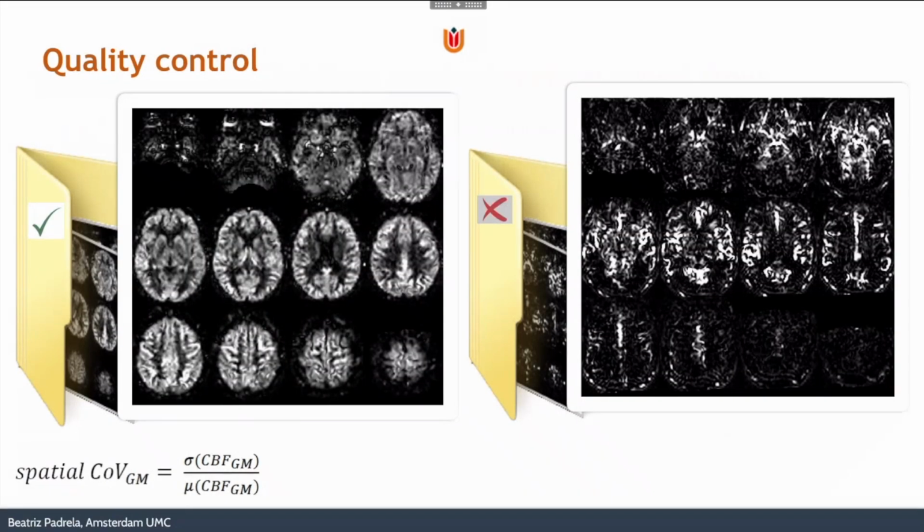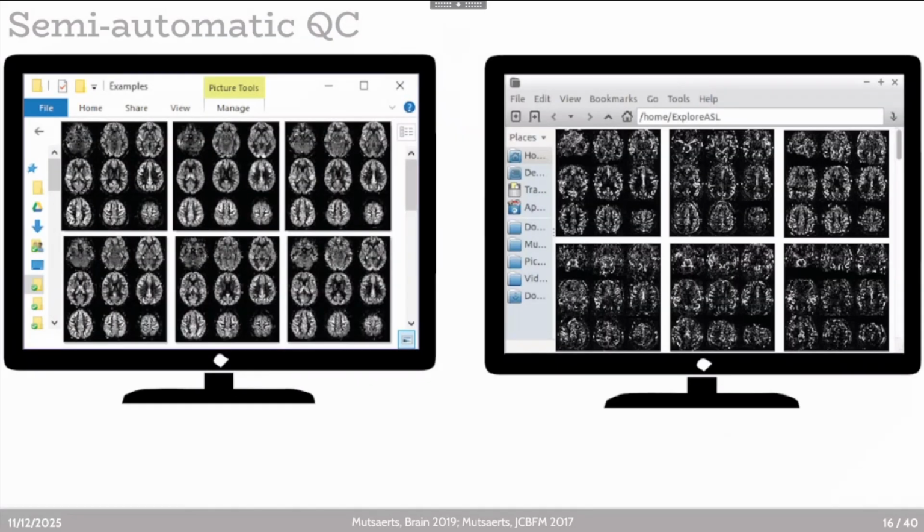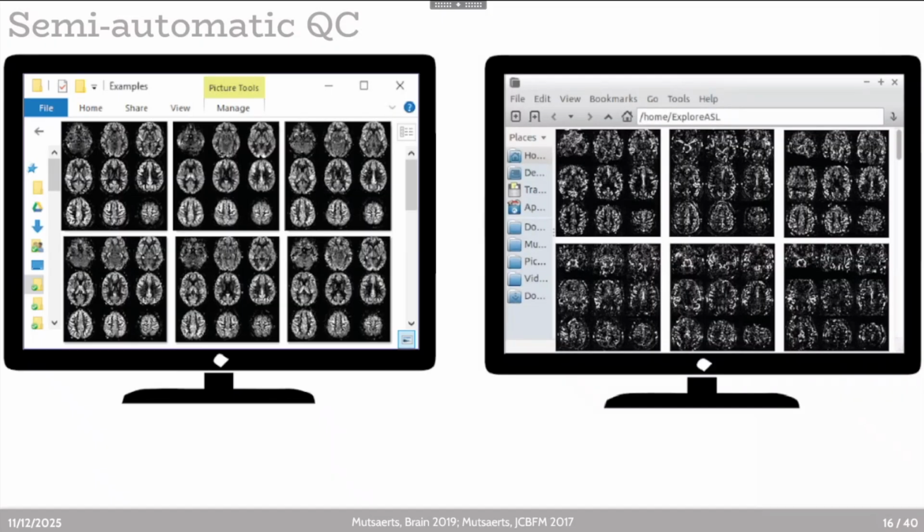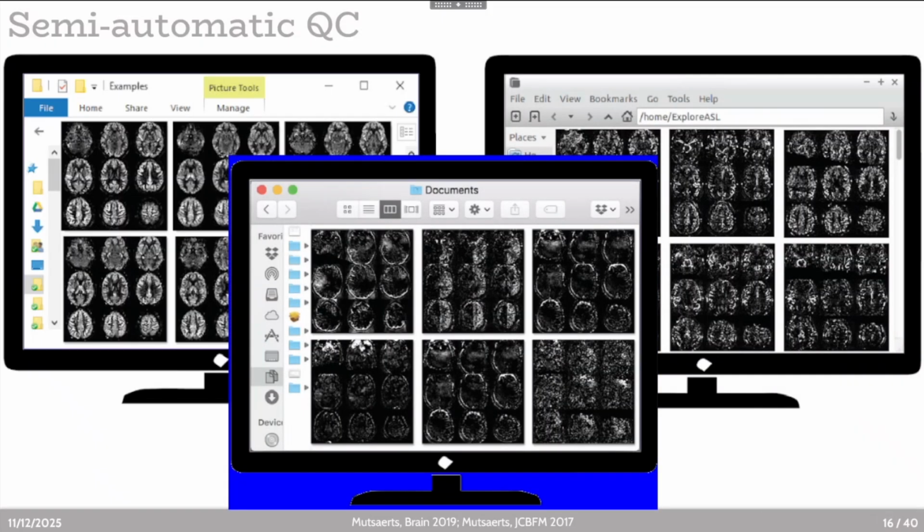And then Henk-Jan also explained that we have implemented in ExploreASL an automatic quality control based on the spatial coefficient of variation, so based on how homogeneous the CBF distribution is. If it gets more heterogeneous like this, it says, okay, this image is not very good, maybe check what is happening there. So we have this semi-automatic QC with ExploreASL: good quality, okay-ish quality, and bad quality. That might be because the labeling didn't work, or there was a lot of motion, for example.